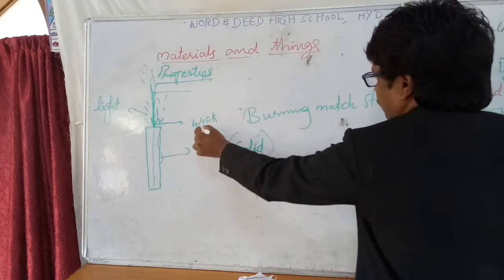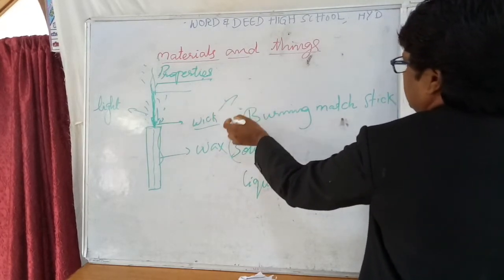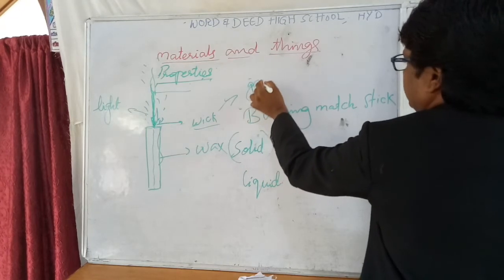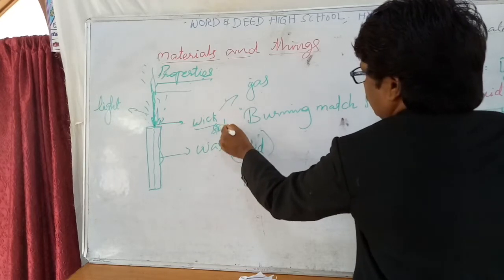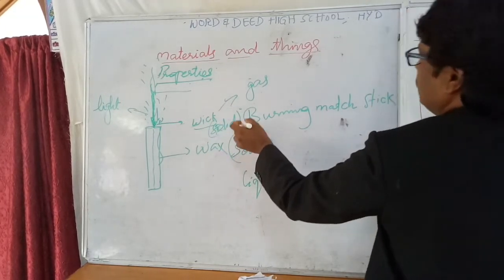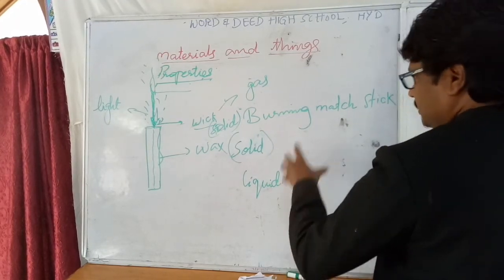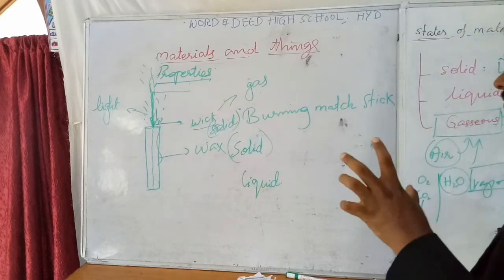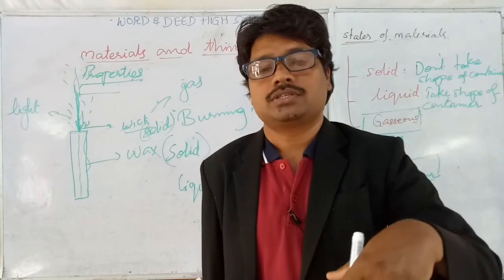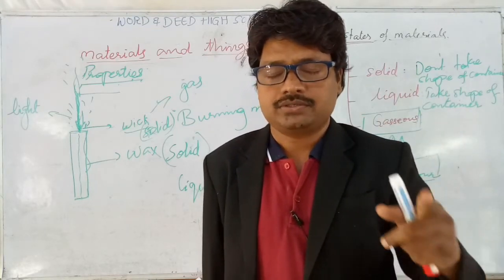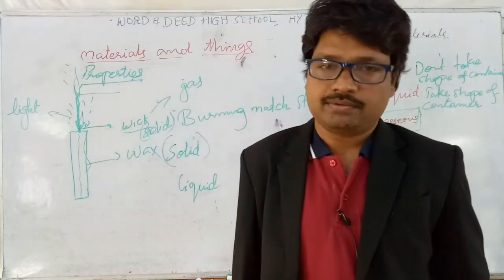Then the wick is also in solid state. When it is burnt, it is directly changing into gas. Here this experiment makes us understand the properties of different materials. One state of a material can be changed into another state. This makes you understand how materials are changing their states from one state to another.